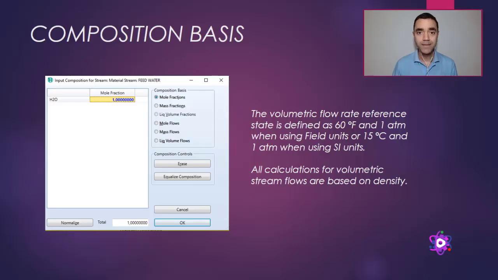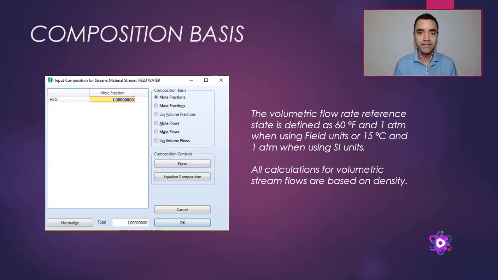To understand what is happening, let's return to the composition basis. Every time that you define a stream as liquid volume flow, Aspen Hysys will perform a calculation based on the mass density of the components. But the mass density of the components is a function of pressure and temperature, so Aspen Hysys needs to have a reference to perform this calculation.